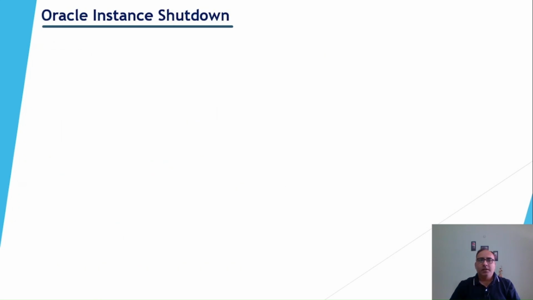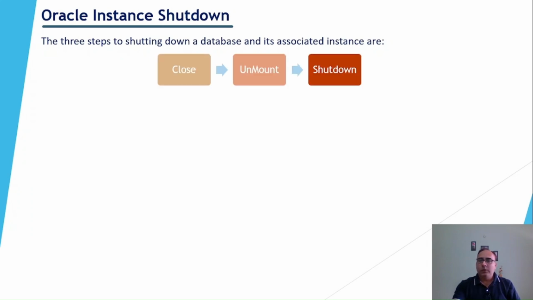So that's about Oracle instance startup. Let's talk about Oracle instance shutdown. Like Oracle database instance startup, shutdown also has three steps involved. The first one is close, then unmount, and then shutdown. If you see this particular sequence, it is just the reverse of whatever we did at the time of instance startup. Now let's try to understand all these steps in detail.